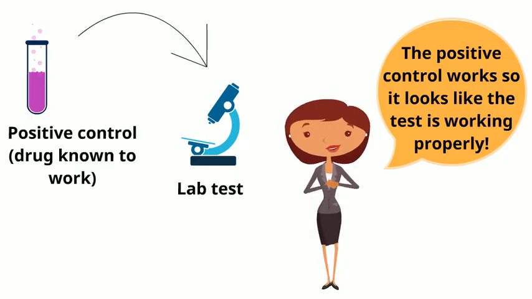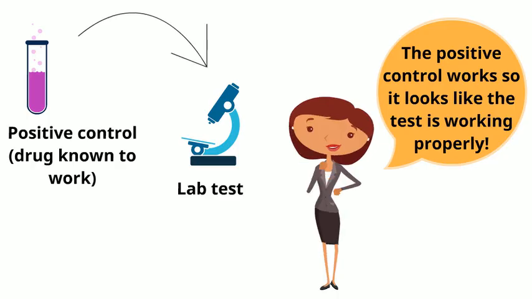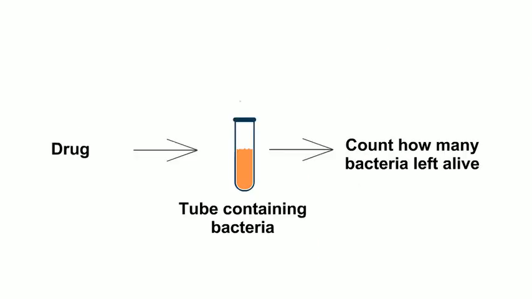The negative control sets what we might call the baseline. I'll explain what I mean by that with an example. Supposing we're testing a new drug that's going to kill bacteria. It's an antibiotic. And to do this, we're going to count the number of bacteria that are left alive in a test tube after we add the drug.